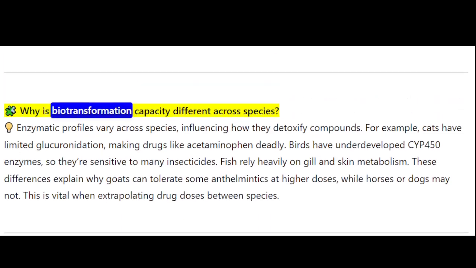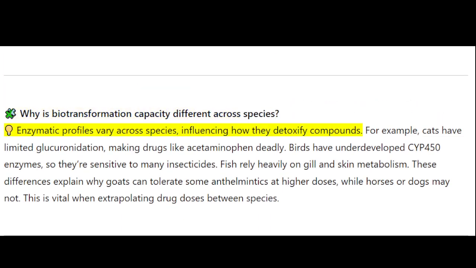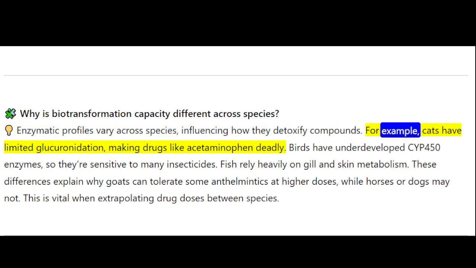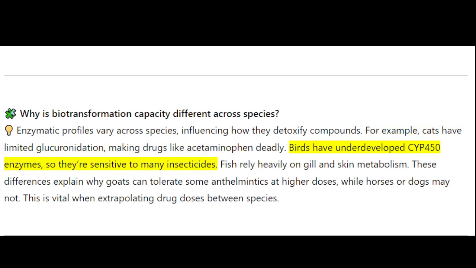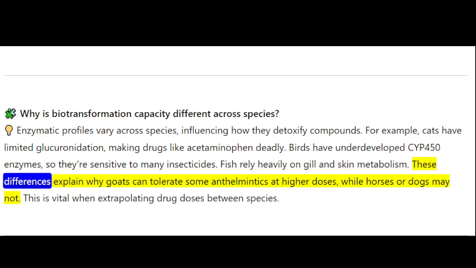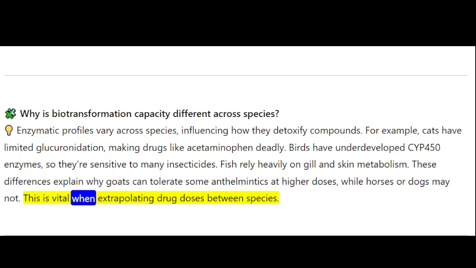Why is biotransformation capacity different across species? Enzymatic profiles vary across species, influencing how they detoxify compounds. For example, cats have limited glucuronidation, making drugs like acetaminophen deadly. Birds have underdeveloped CYP450 enzymes, so they're sensitive to many insecticides. Fish rely heavily on gill and skin metabolism. These differences explain why goats can tolerate some anthelmintics at higher doses, while horses or dogs may not. This is vital when extrapolating drug doses between species.